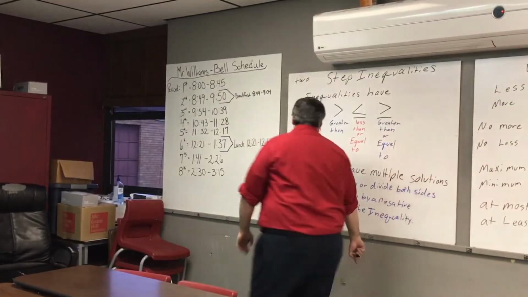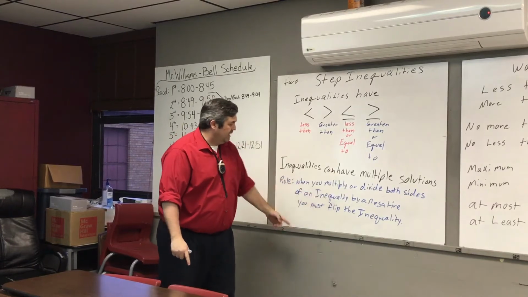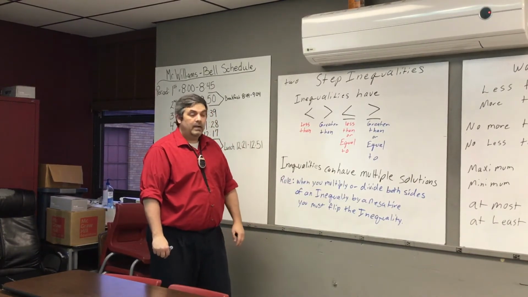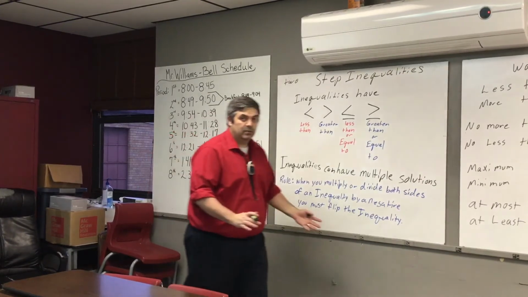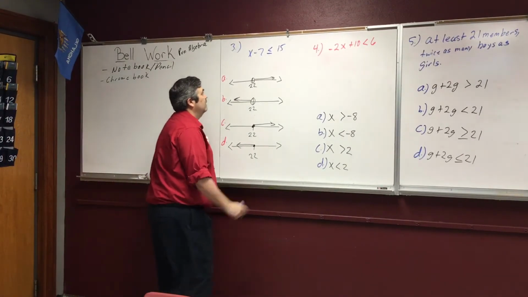All right. When you multiply or divide both sides of an inequality by a negative, you must flip the inequality. That's the rule we've got to worry about. Outside of this, it's just like doing an equation. So we've got to worry about that rule when we're dealing with it. Outside of that, it's the same thing.